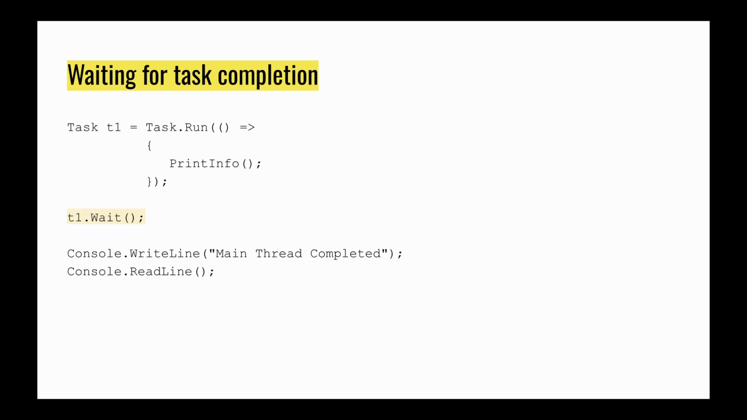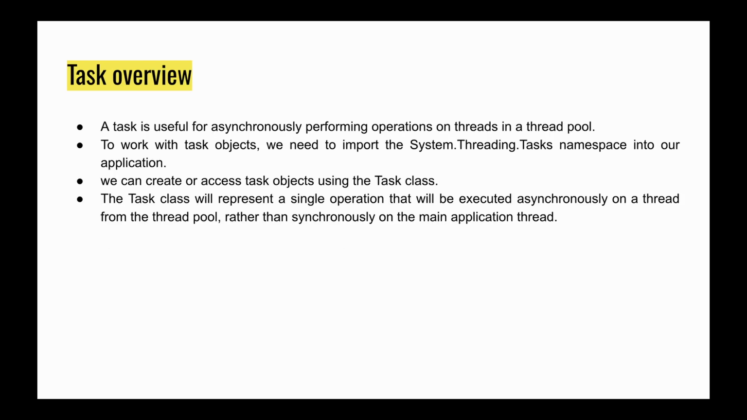The following is an example of using the Wait method to force program execution to wait unconditionally until a task completes its execution. Overview of tasks. Below are important points you need to remember about tasks. A task is useful for asynchronously performing operations on threads in a thread pool. To work with task objects, we need to import the System.Threading.Tasks namespace into our application.